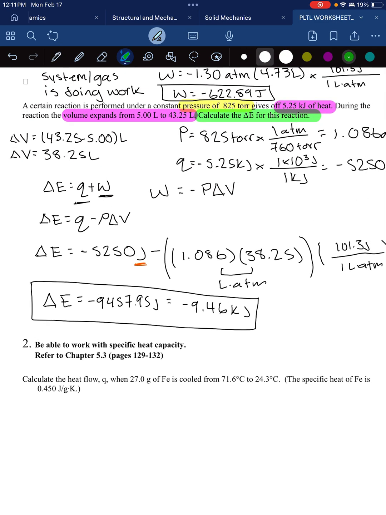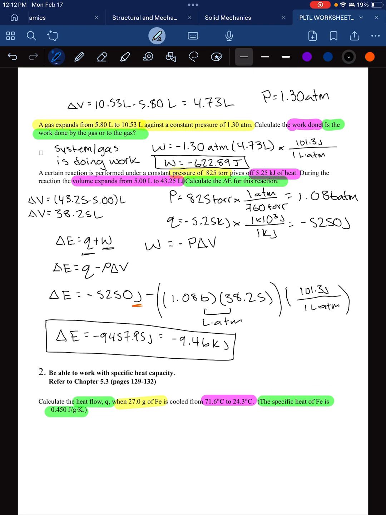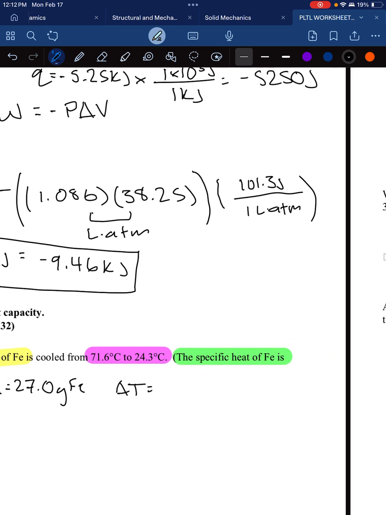Calculate the heat flow Q. So we're looking for Q when 27 grams of iron is cooled from 71.6 to 24.3. And then it gives us the specific heat capacity of iron. Okay. So looking at our variables here, firstly we're trying to find Q. We're given m. We're given delta T.